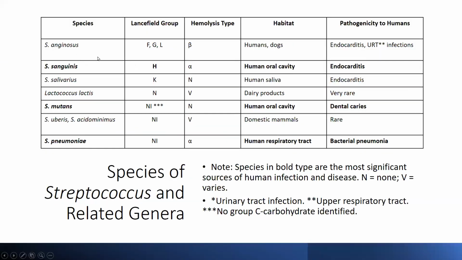Some other strep species that would be important to know: strep mutans and strep pneumoniae. These would be helpful ones to have in your back pocket. Strep mutans is commonly seen with dental caries. Strep pneumoniae is alpha hemolytic and found in the respiratory tract. We're thinking about pneumonia, right? So these associations can be helpful here. The species in bold are the most significant sources of human infection and disease. If there's an N, it means none, so hemolysis none for strep mutans. If it's a V, it means it could do multiple types of hemolysis.